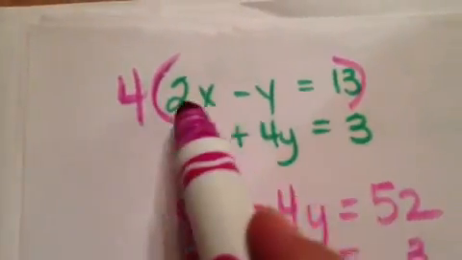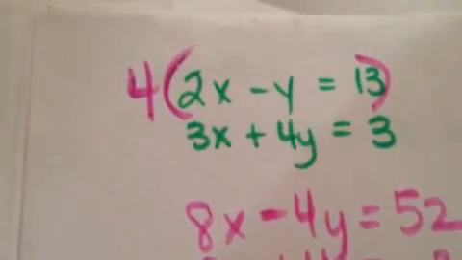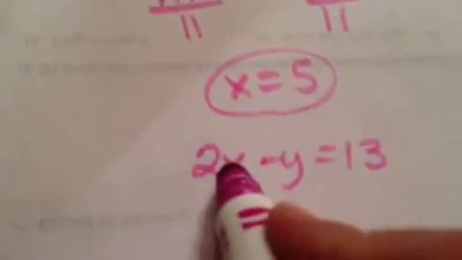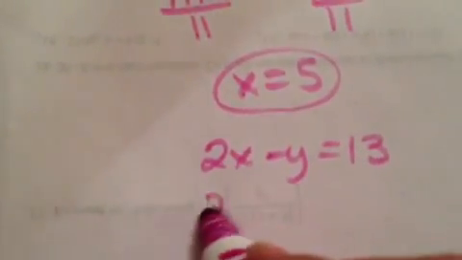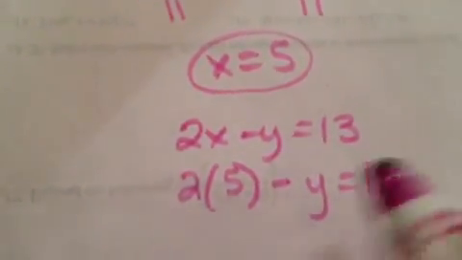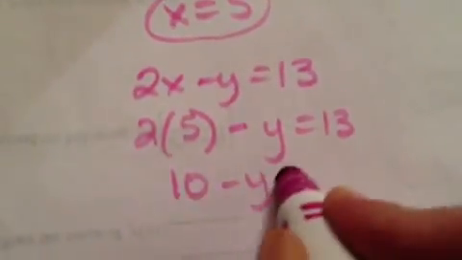Okay, so come back up here, pick an equation. It doesn't matter which one. Let's just stick with this first one, and I'm going to copy it back down here. So what did it say? 2x minus y equals 13. Since x is 5, where I see that x, I'm going to substitute in a 5. So that's 2 times 5, which gives me 10.